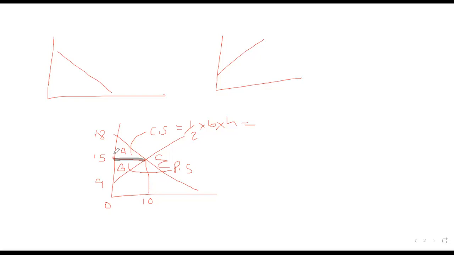What is the base? Then from here to here, it's a height. And from here to here, it's a height for the other triangle. So we have two triangles here. We have this one and this one.